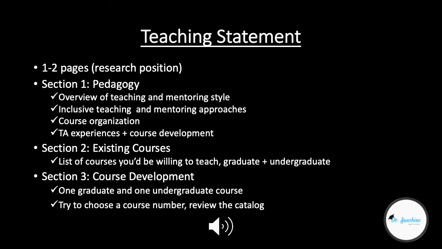Lastly, there should be a section on course development. If you're given the opportunity to develop a course, these would be the courses that you want to list here. You don't always have a choice when it comes to your teaching assignment. But if you do, you're going to show here that you have thought about courses that you could potentially add to the department catalog. So you should have a description of one graduate course and one undergraduate course that you would like to add to the catalog.